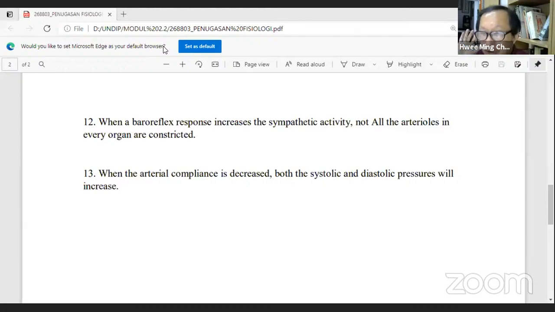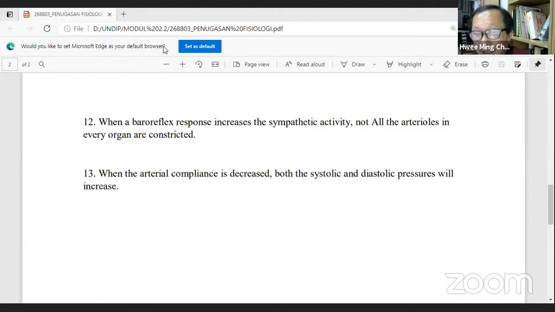Now, diastolic pressure is normally dependent on the elastic recoil, because during diastole, there is no pressure from the ventricles. So what actually provides the driving pressure for blood flow to continuously occur during ventricle relaxation, diastole, is the elastic recoil of the arteries. So this is what we mean by diastolic blood pressure.